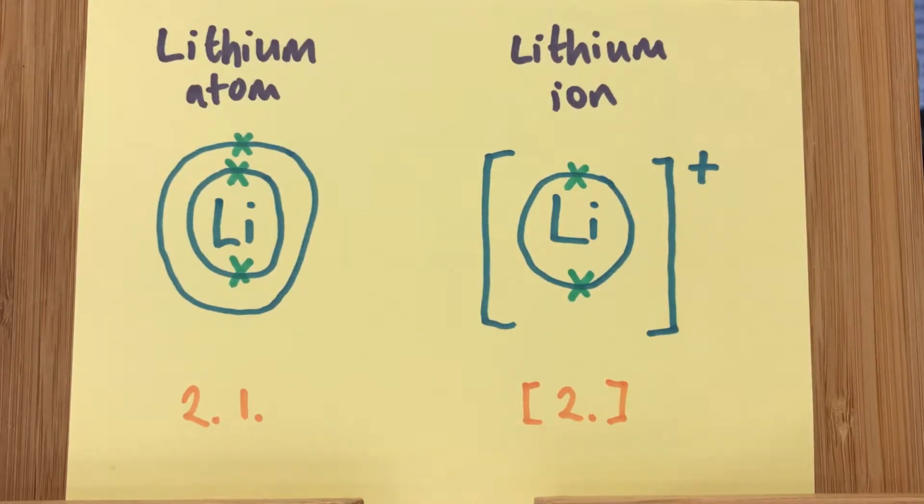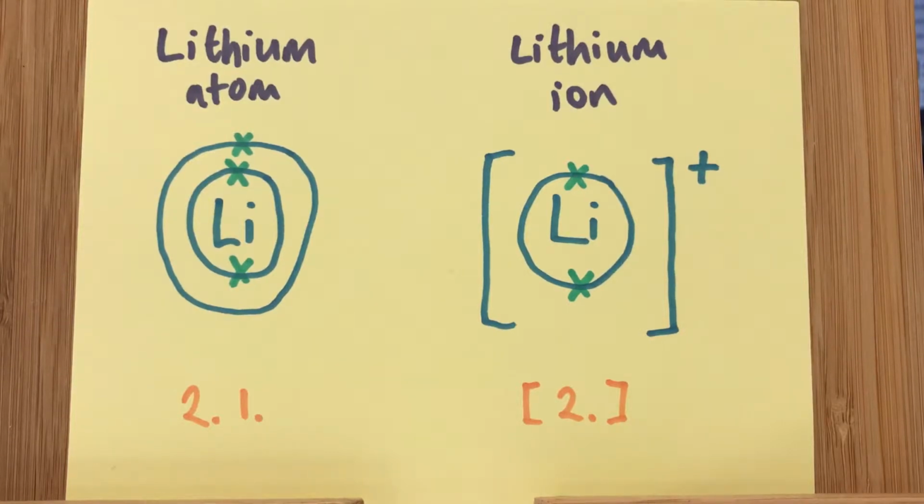Here we've got lithium, and on the left hand side we've got a lithium atom. Lithium's in group 1, the alkali metals, so it's got 1 electron in its outer shell. 3 electrons in total, 2 on the first shell and 1 on the next shell. So we can say that the electron configuration is 2.1. And lithium is very reactive, reacts with oxygen, reacts with water, and when it's reacting, it's losing an electron, and that way underneath it has a full shell of electrons.